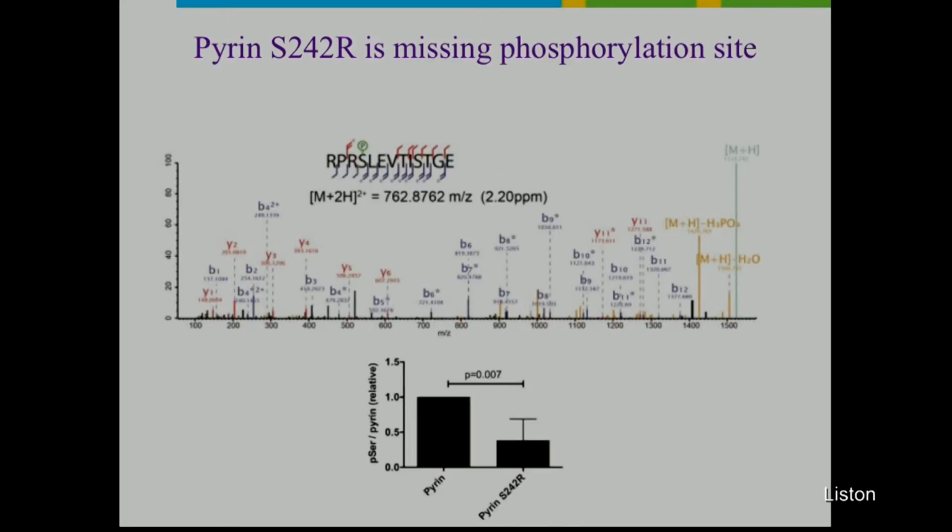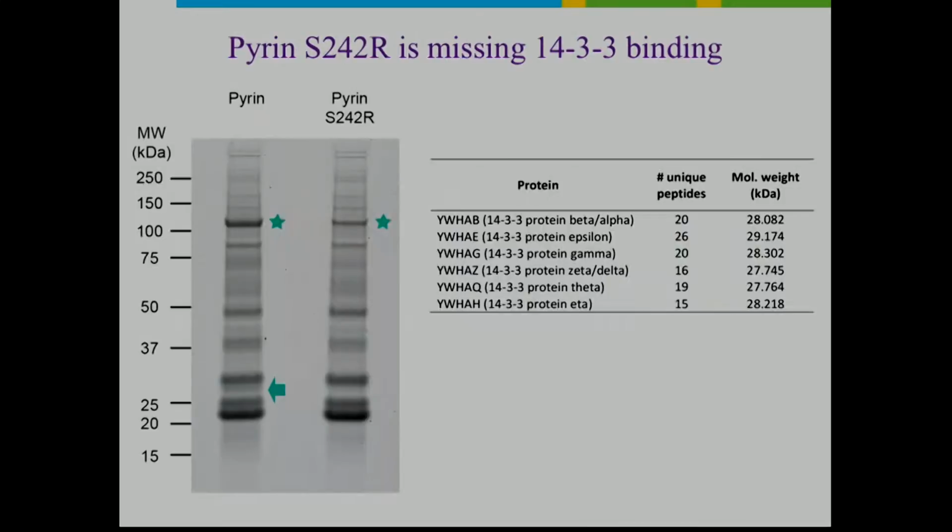So if we analyze S242R by mass spectrometry, what we see is that we are missing a phosphorylation site at S242. Normally this residue comes up as being phosphorylated, and of course the phosphorylation site is not present anymore because you don't have the serine there to be phosphorylated. So we're removing a phosphorylation site. The effect of this is that we're missing the binding of one binding partner, 14-3-3. So this is the pull-down experiment and then running a Western blot, and this is where Pyrin is running, and we're missing just this really small band down here.